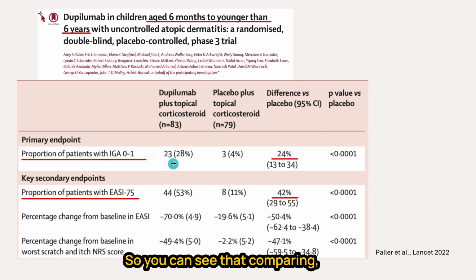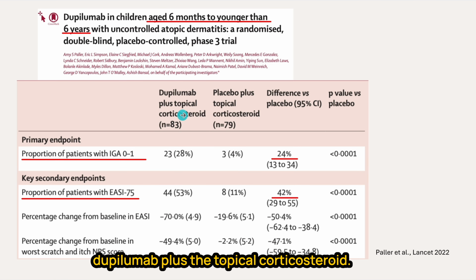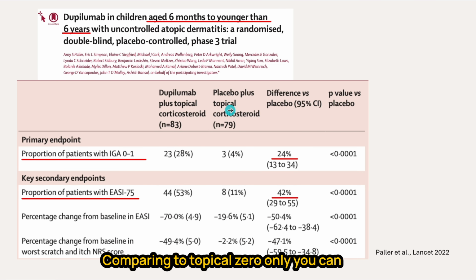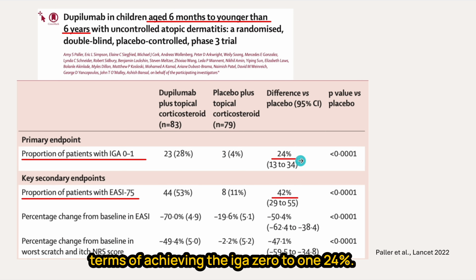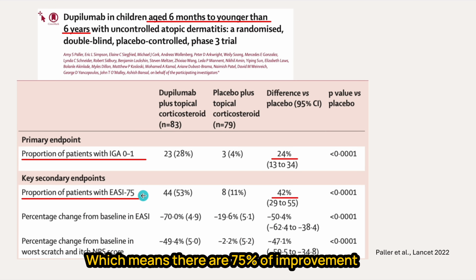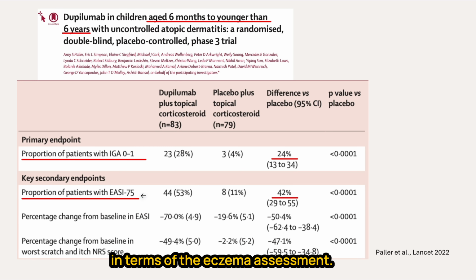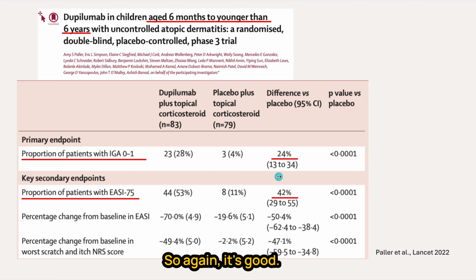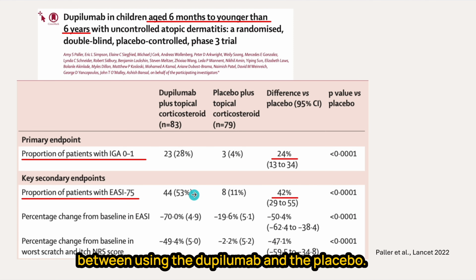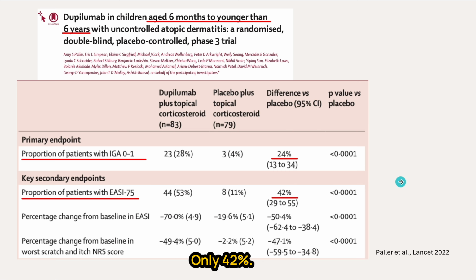You can see that comparing Dupilumab plus topical corticosteroid to topical steroid only, there's a significant difference in achieving IGA 0 to 1, 24%. And the secondary endpoint is EASI 75, which means 75% improvement in the eczema assessment. So again, it's good. You can see there's a big difference between using Dupilumab and placebo only, 42%.